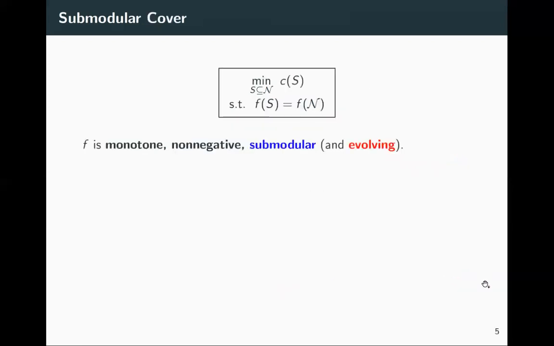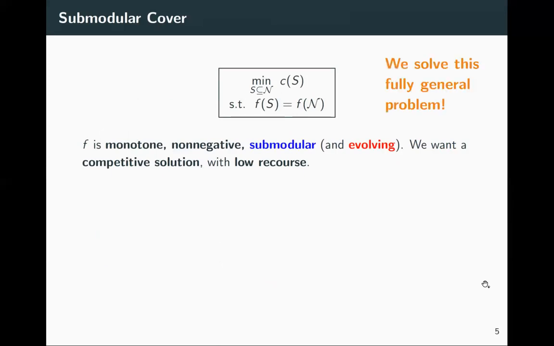So this is our problem. We're solving min over choice of S subset of N, cost of S, such that f(S) is maximized. And the function f is monotone non-negative submodular and evolving over time. We'll say what that means more formally in a few slides. Now, we'd like a competitive solution at every point in time with low recourse.